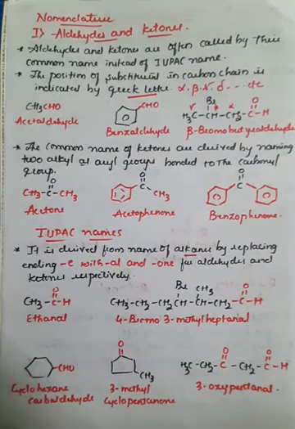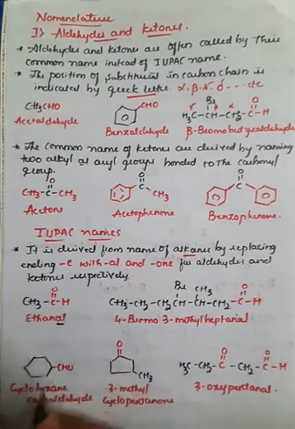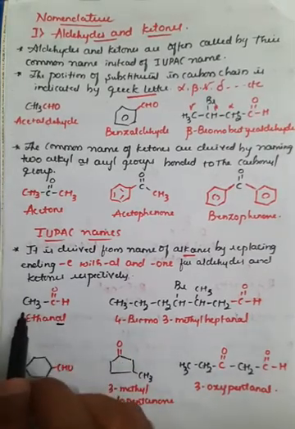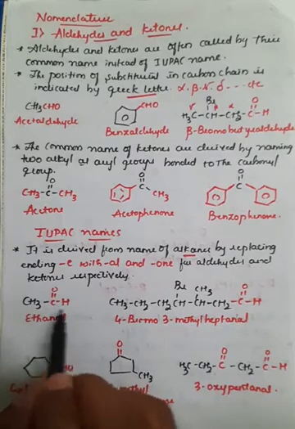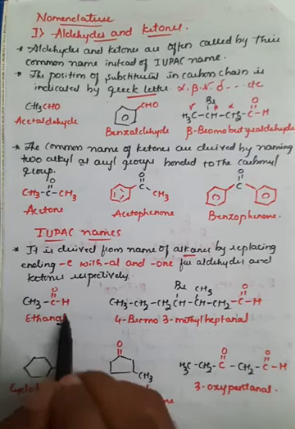So this "al" represents the aldehyde group, right? So that is ethane, in which one hydrogen is replaced and it is bonded with a CHO group, right? So the ending letter E is replaced with al.